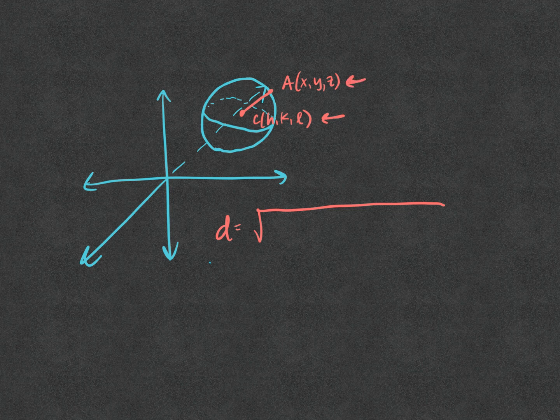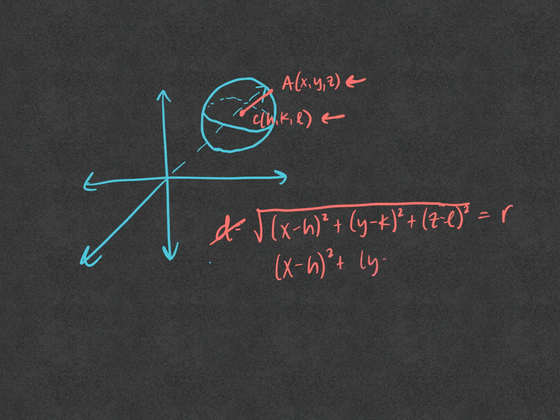sphere, XYZ. So our distance formula then would be x minus h squared plus y minus k squared plus z minus l squared. And this is equal to the radius. So then if we square both sides, we have x minus h squared plus y minus k squared plus z minus l squared, which equals r squared. So that's where your formula for the sphere comes from. It's really a nice formula to look at.